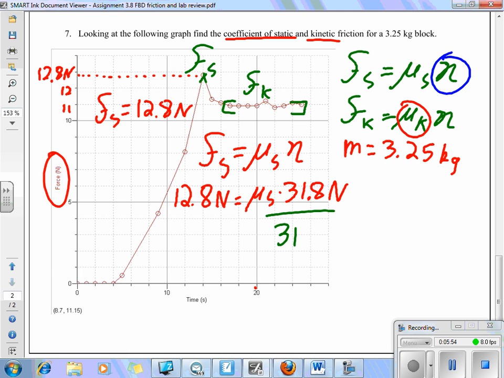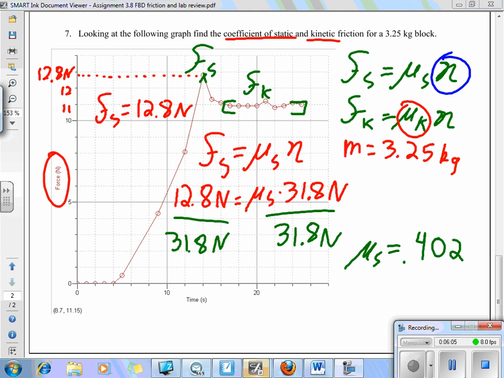Let us divide by 31.8 on this side, and both sides actually. We need to get mu s on its own. And we should find out that mu s is equal to 0.402. And again, you have an even number and there's a 5, so it won't round the even number. So our coefficient of static friction is 0.402 for this particular problem.